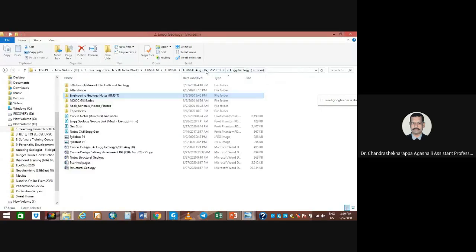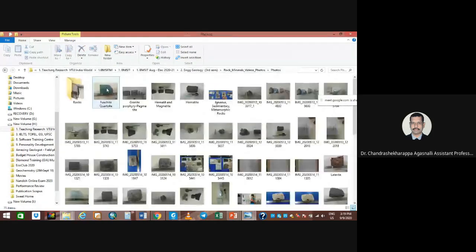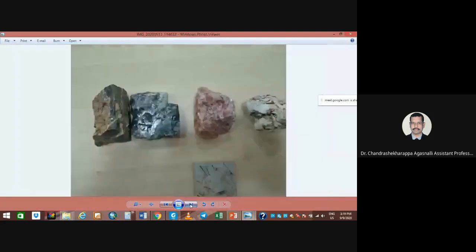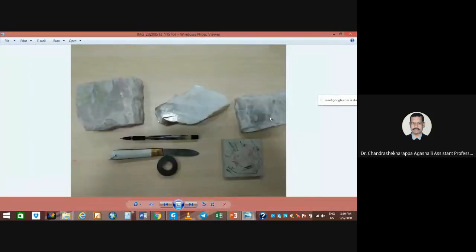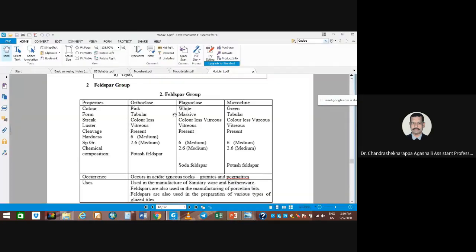The feldspar group of minerals. These three are feldspar group minerals: orthoclase, microcline, and plagioclase. Generally we use these three for the manufacturing of ceramic products.